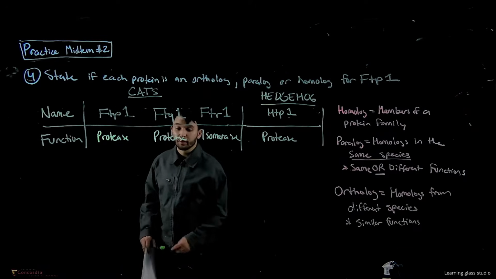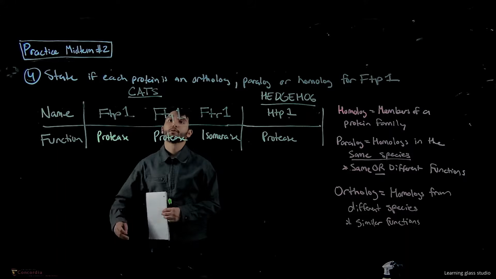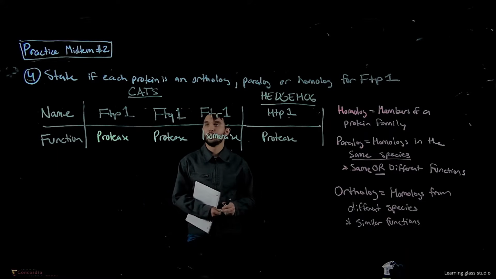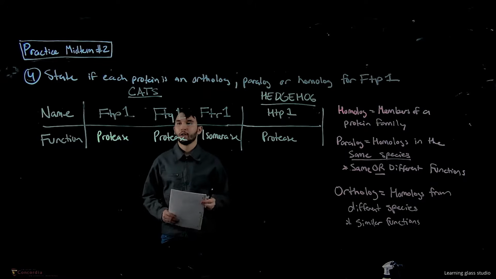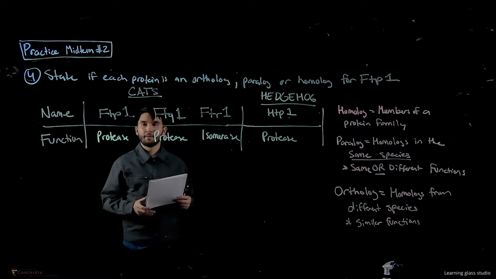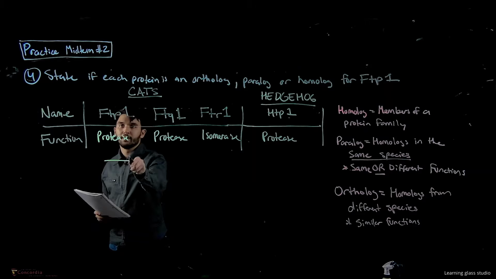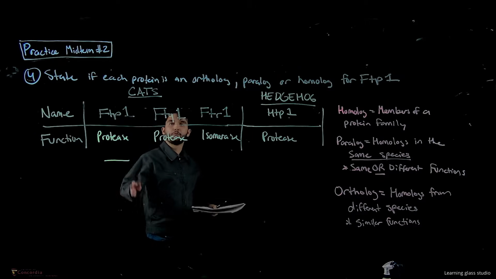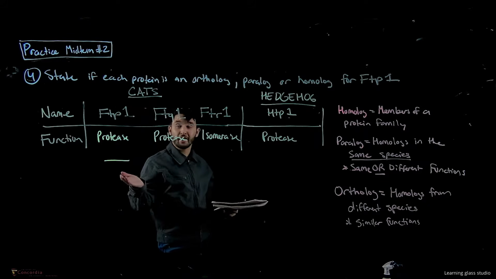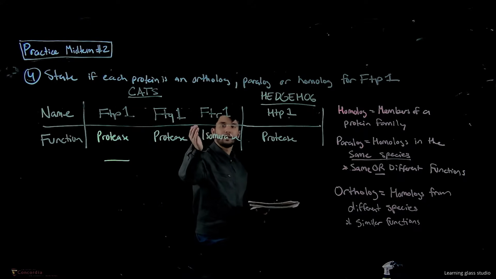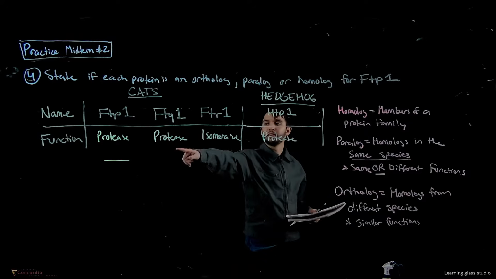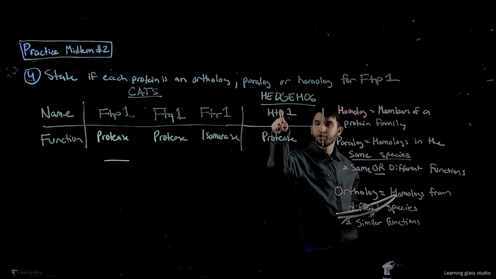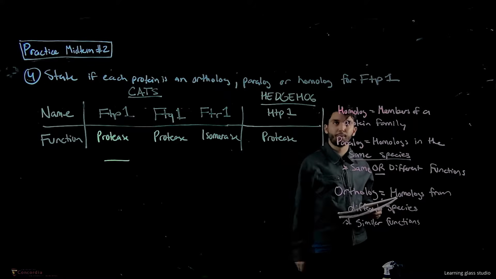All right, question number 4. State if each protein is an ortholog, paralog, or homolog for FTP1. We are given 3 proteins to compare to. FTP1 is the protein we are comparing to. Then within cats, we have FTQ1 and FTR1. FTQ1 is a protease, FTR1 is an isomerase. And then from the hedgehog, we have HTP1, which is also a protease.